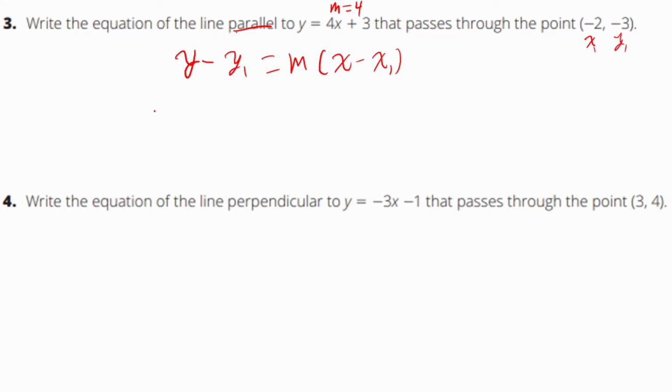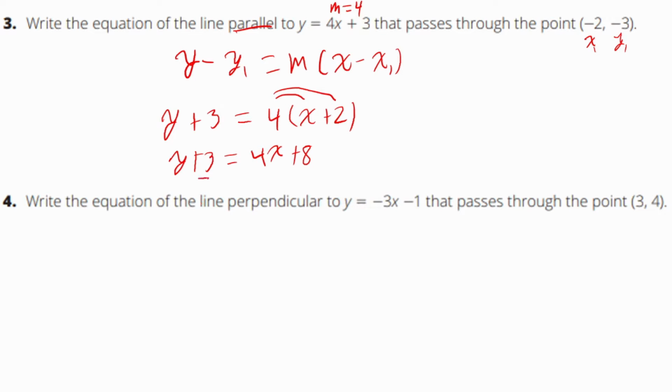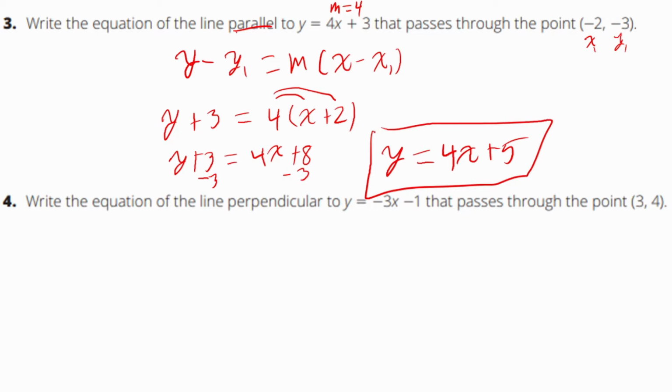So let's write this line. We first write, we get y minus a -3, which would be +3, equals m, which is 4, times x minus a -2, which will be +2. Now we just want to simplify and solve for y. So we get y plus 3 equals 4x plus 8. We have to distribute. Then I subtract 3 on both sides, and I get y equals 4x plus 5. And there is my equation.